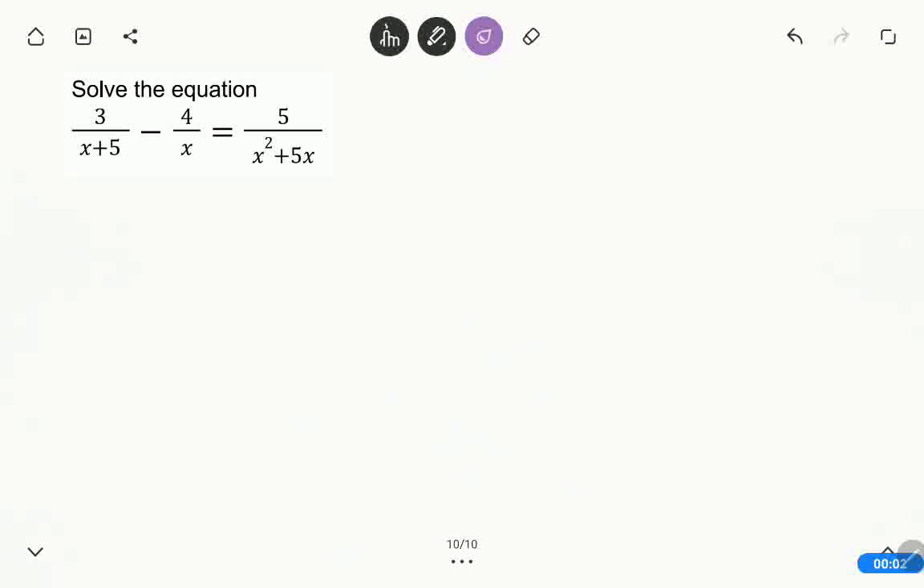In this video, we're going to solve this equation, 3 over x plus 5 minus 4 over x equals 5 over the expression x squared plus 5x. This is a rational equation, so the first thing we want to do is find the common denominator. In order to do that, I need to take each factor that appears to the highest power we see it, but we need to make sure we can see the factors first.